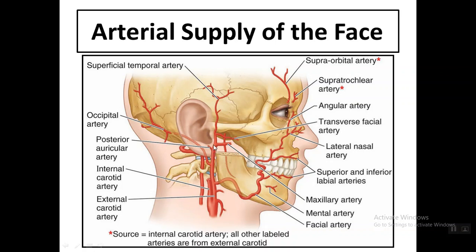Another branch is the superficial temporal artery. This is the superficial temporal artery, a terminal branch of the external carotid. It also gives branches that supply the face. This is called the transverse facial artery. Another branch is situated above the orbit here. It's called supratrochlear and supraorbital. These are branches of the ophthalmic artery, which originates inside the orbit. It gives us these two branches, supratrochlear and supraorbital, which originate from the internal carotid artery.